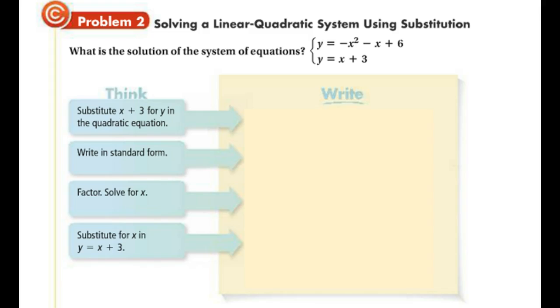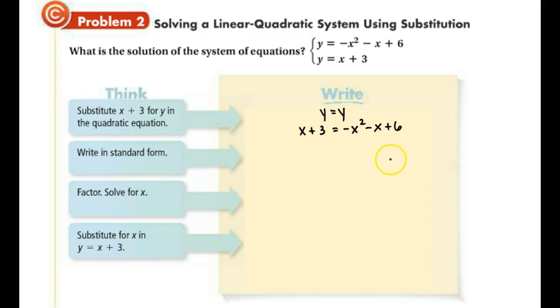In example 2, we're given a system of equations. Again, it's a linear quadratic system, but this time instead of graphing, we're going to be using substitution to solve. And this is the same kind of substitution that we practiced back in a previous chapter when we were working with a system of linear equations. Because both of the equations are equal to y, we can set them equal to each other. So we have the equation x plus 3 equals negative x squared minus x plus 6.